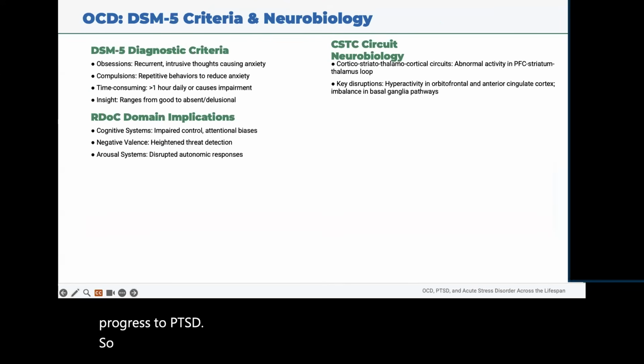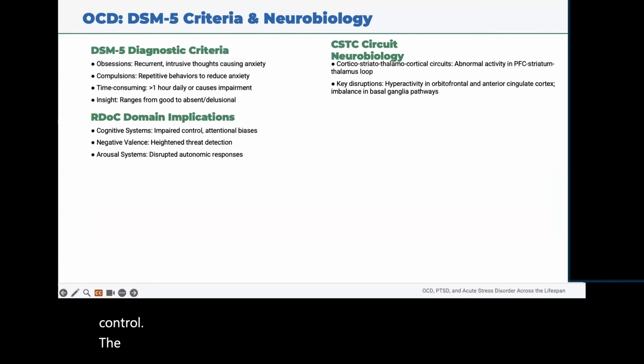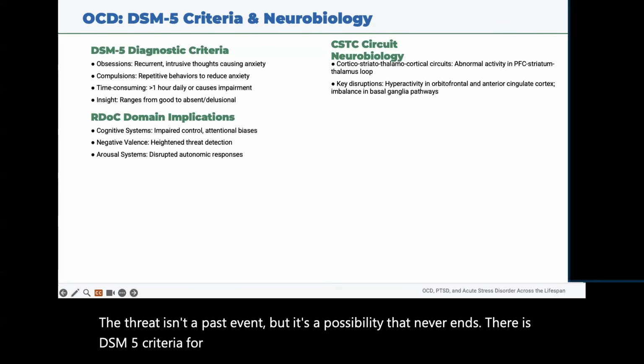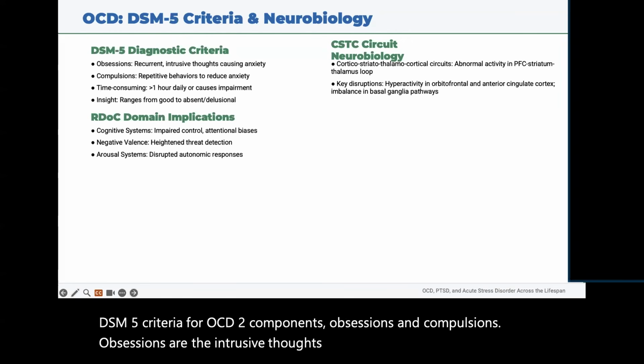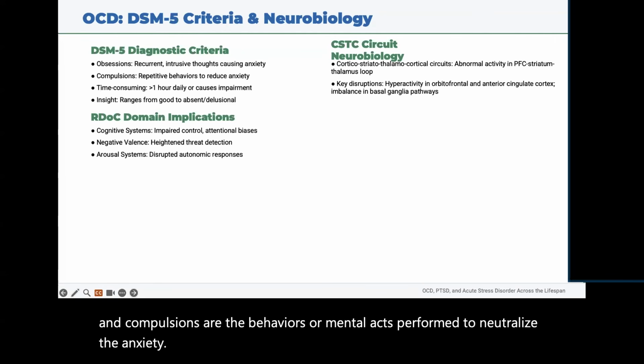So if PTSD is the mind haunted by the past, what is OCD? This is the mind trapped in the present. It's enslaved to the illusion of control. The threat isn't a past event, but it's a possibility that never ends. There is DSM-5 criteria for OCD, two components: obsessions and compulsions. Obsessions are the intrusive thoughts, images, urges that generate anxiety. And compulsions are the behaviors or mental acts performed to neutralize the anxiety. So when does this become pathological?